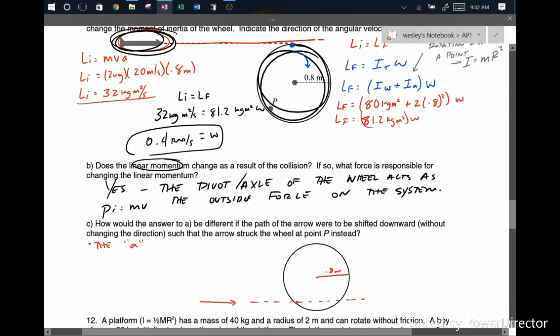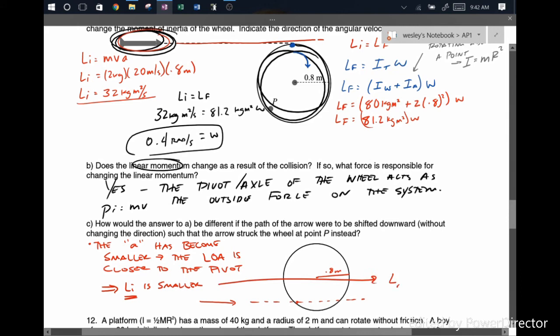So the A has become smaller. The line of action is closer to the pivot for my system. If that's the case, the initial angular momentum is smaller, and so the final angular momentum is smaller. That means we're not going to rotate as fast, and we're going to go in the opposite direction.